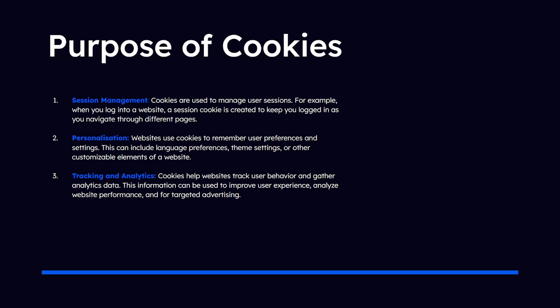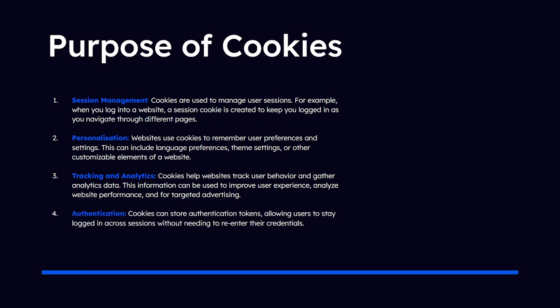Just so that you know, many businesses and websites, when you visit their website, they're probably using some type of Google Analytics or something along those lines to track your usage. Sometimes in the form of data, and sometimes in the form of heat maps, and sometimes in the form of a video of you on their website. And then cookies are also used for authentication. Cookies can store authentication tokens, allowing users to stay logged in across sessions without needing to re-enter their credentials.